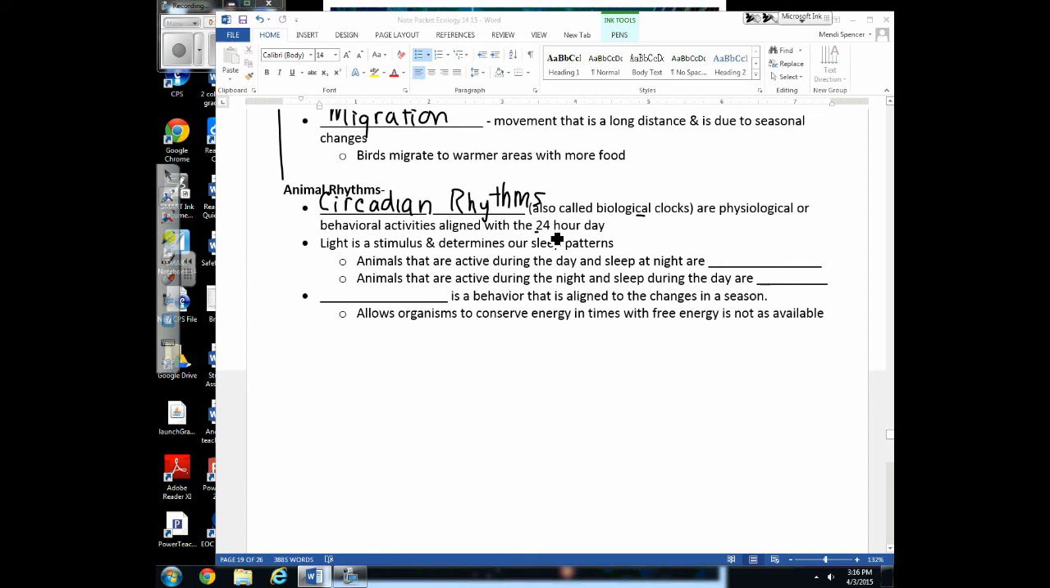Not all organisms are active at the same time of the day. Animals that are active during the day are called diurnal organisms. And you've probably heard that organisms that are active at night are called nocturnal.